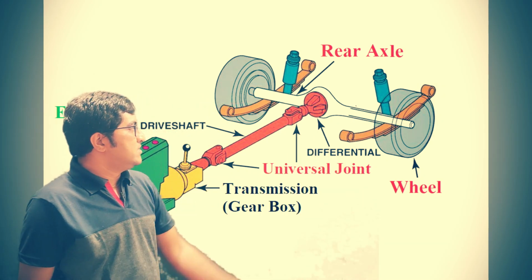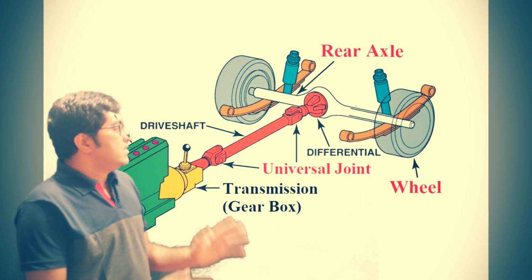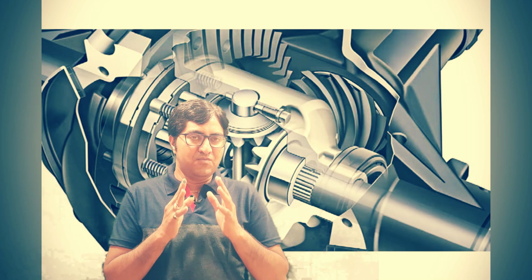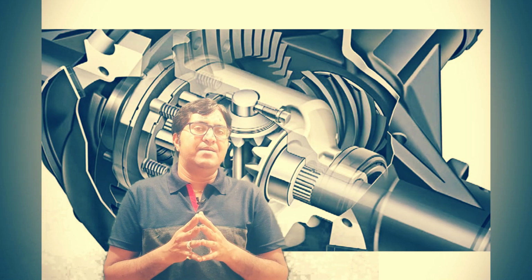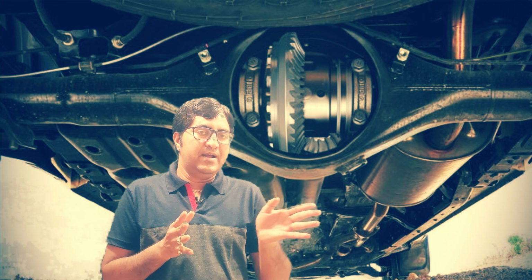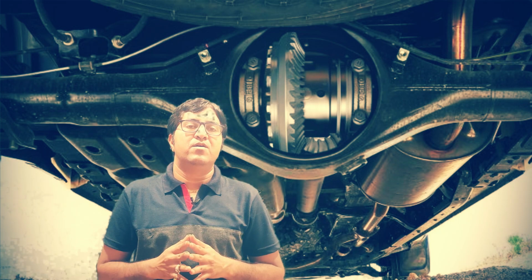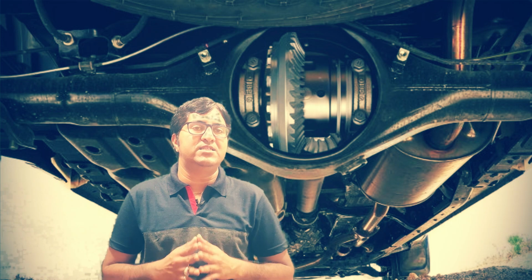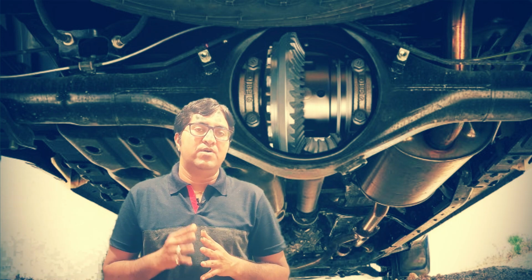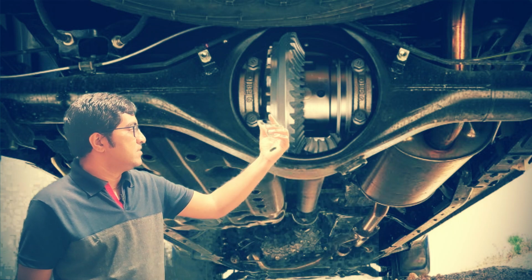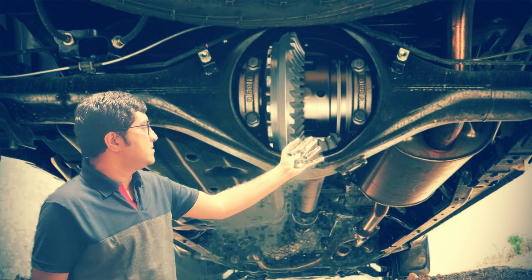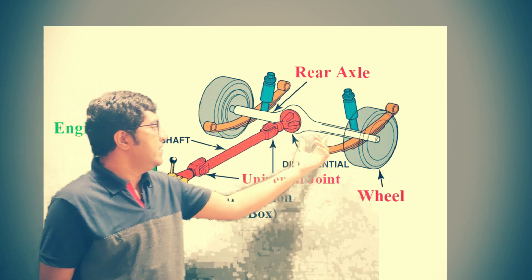This is a differential. What is the need of a differential? The function of the differential is, for example, whenever your vehicle takes a turn, the radius of the inner and the outer wheels is different. So it will maintain the speed of the vehicle so it will run smoothly. This is the function of the differential. The second function of the differential is to transmit the power from the front engine to the rear axle.